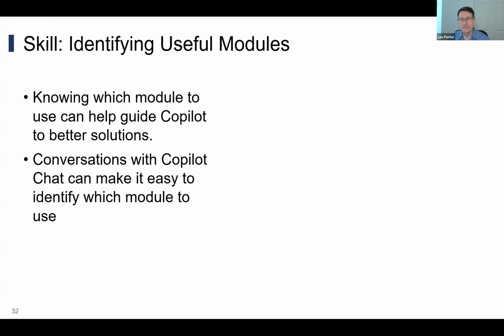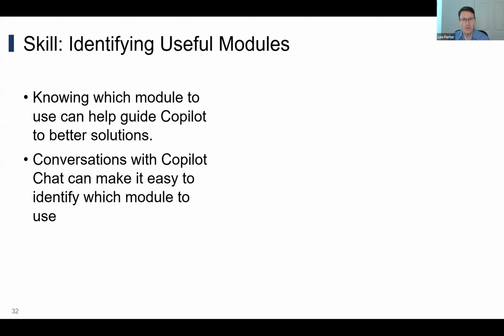The last skill is identifying useful modules. We haven't talked about this skill yet, but often part of good design of software in Python is determining if there are modules that could help you solve the task. We found that Copilot actually does better at generating correct code when it's told which module to use. And conveniently, Copilot Chat is actually quite good at identifying which modules might be the most helpful.